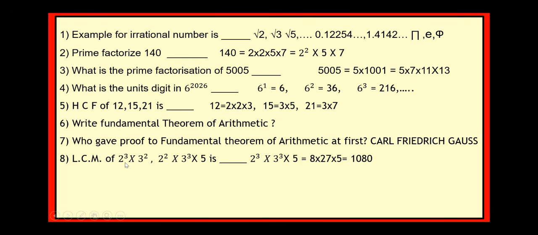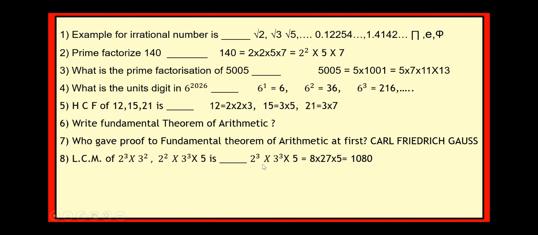Later you have to pick up the greatest powers. Here for 2 the power is 3. Here for this 2 the power is 2. Among 3 and 2 the greatest power is 3. Therefore write 2 cube. Next 3 square and 3 cube. The greatest power of 3 is 3 cube. And next here there is no 5, but here we have 5 power 1. Therefore into 5.